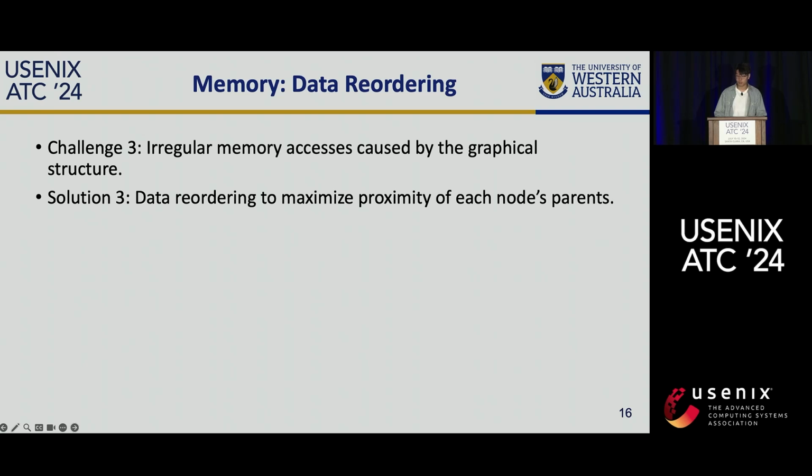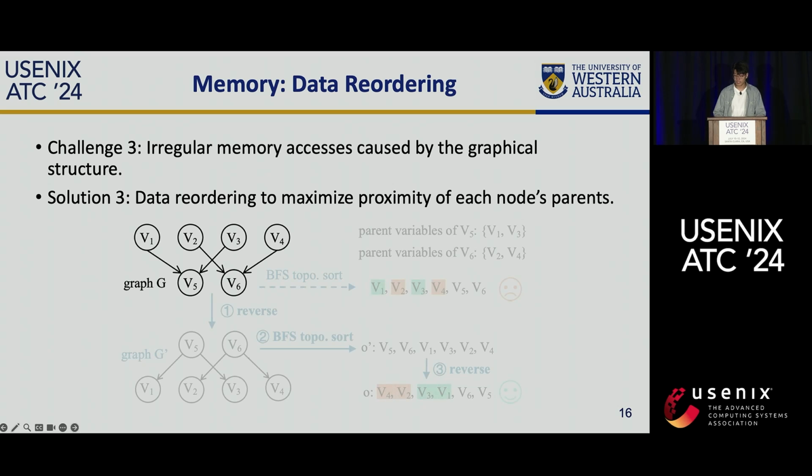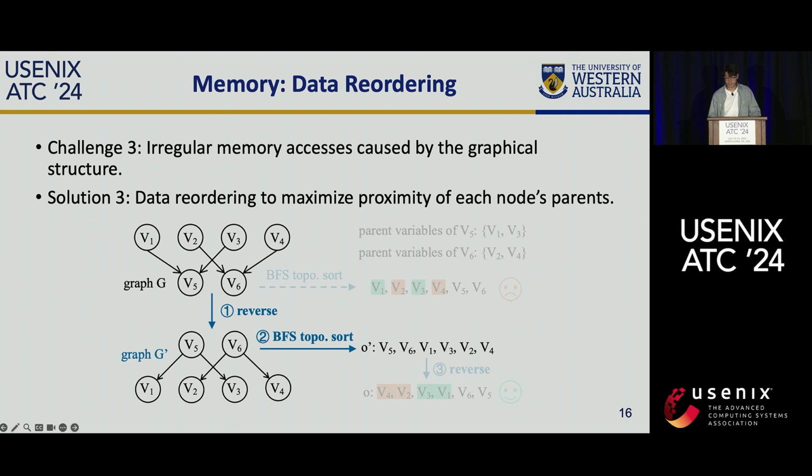We propose a simple data reordering strategy to achieve this goal, given a directed graph. It first reverses all the edges, then gets the topological order based on BFS. Finally, it reverses the ordering. In this way, we can get a valid topological order of the graph, which can be used to handle the variables. Compared with the ordering obtained by traditional methods, our ordering allows the parents to be positioned as close as possible in memory, so it mitigates the irregular access issue as much as possible.